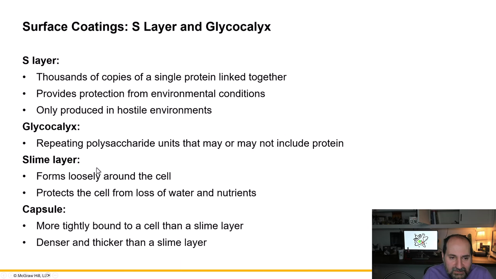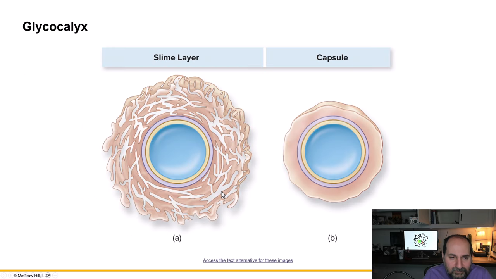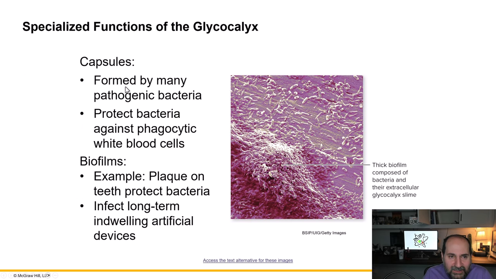Now, a slime layer serves to protect the cell from loss of water and nutrients. It can also aid in attachment to surfaces. A capsule, on the other hand, is formed by many pathogenic bacteria. These bacteria are protected against your phagocytic white blood cells. These are the white blood cells that are tasked with finding bacteria in your body and destroying them.